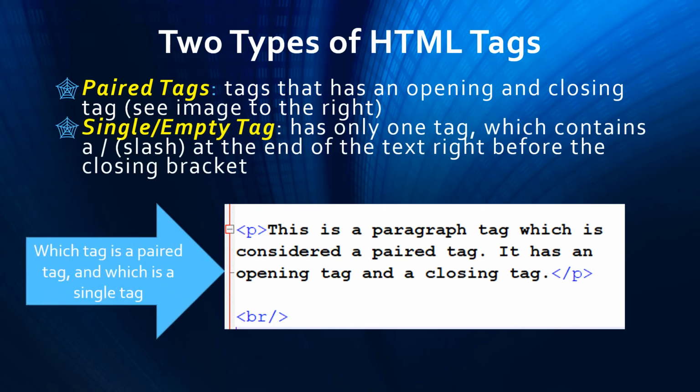A single or empty tag has only one tag, which contains a forward slash at the end of the text right before the closing bracket. So if you look at the BR tag, you're going to see a left bracket and then the letters BR and then a forward slash closed out by the right angle.